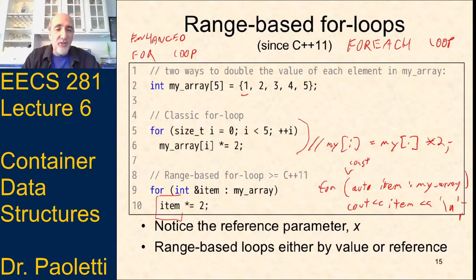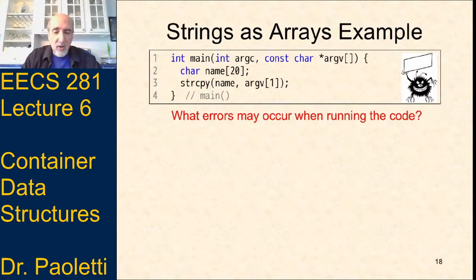Which is faster depends upon the container, but usually the enhanced for loop is faster. Okay, we've got an example here of strings and arrays.